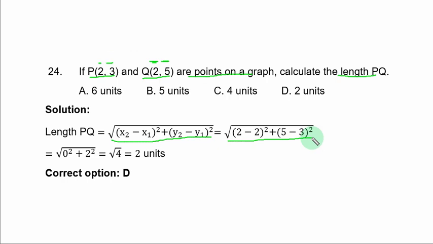When you simplify, you have 2 minus 2 is 0, you have 0 square. Then 5 minus 3 is 2, that is 2 square. Everything under square root. 0 square plus 2 square is 4. Root 4 is 2. So you have 2 units. D is the correct option.